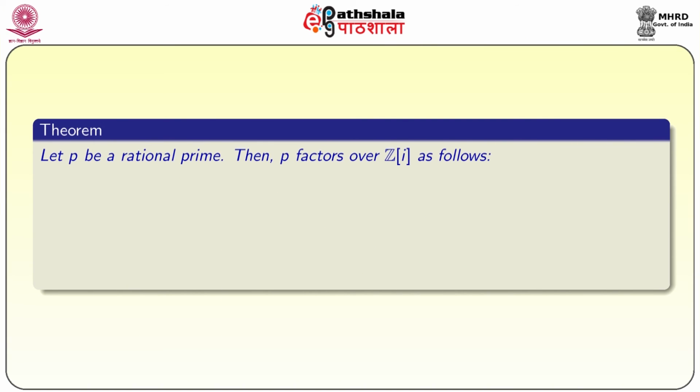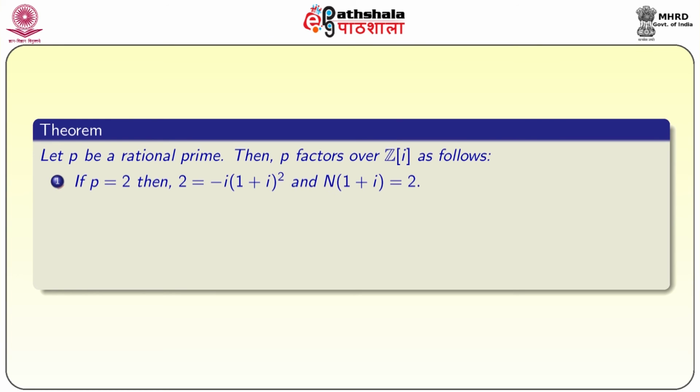Now let p be a rational prime, then p factors in Z[i] as follows. We are going to see what happens to the primes in Z, how they behave in Z[i]. There are three possibilities. The prime is no longer a prime in Z[i], it is going to split, or sometimes it is a square of some other number, or it will not split further. That means it is a prime in Z[i] as well.